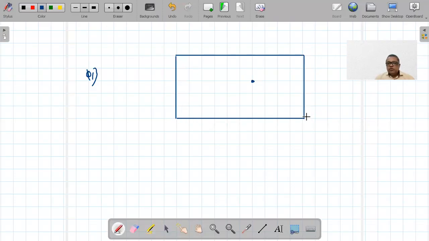So we will assume the length of the table as the x-axis and the breadth of the table as the y-axis. Length is x, breadth is y, and the point of intersection is going to be our origin, 0, 0. Okay, so we are going to number this. We are showing the quadrant first here. We are going to number this 1, 2, 3, 4, and so on.